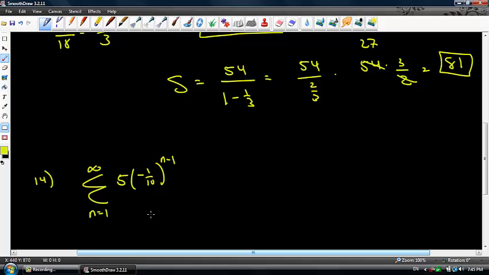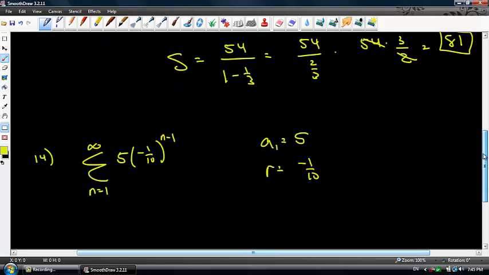Because it is set up like this, and because it's algebra 3-4, we should know that a sub 1 is going to be 5, right? It's this term right here. R is the thing inside the parentheses, in this case negative 1/10. It converges very, very quickly, actually.